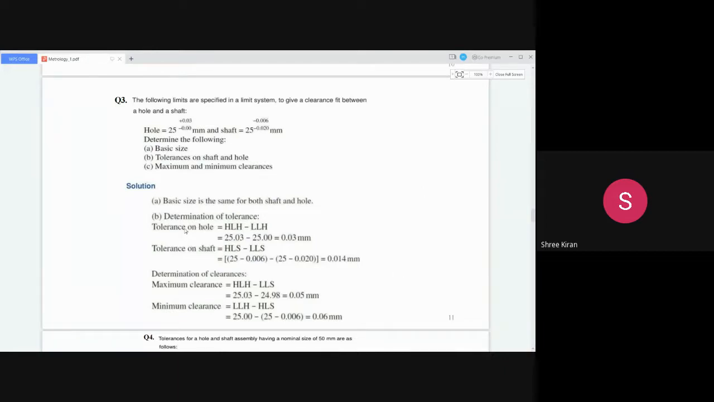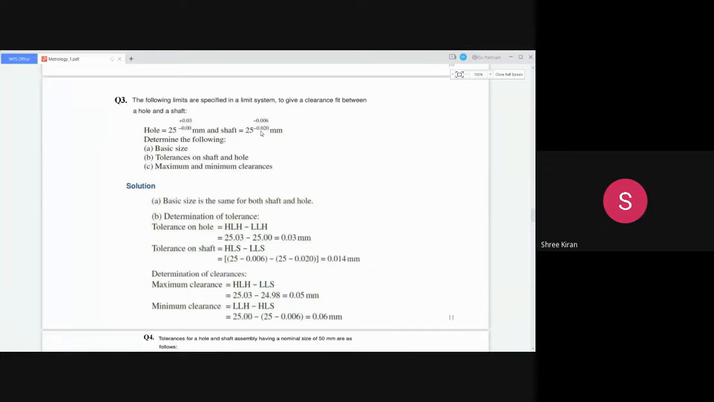The second case is the determination of tolerance. The tolerance on the hole is HLH minus LLH. HLH is the hole's upper limit, 25.03, minus LLH, the lower limit, that is 25. So 25.03 minus 25 is equal to 0.03. That is the tolerance of the hole.